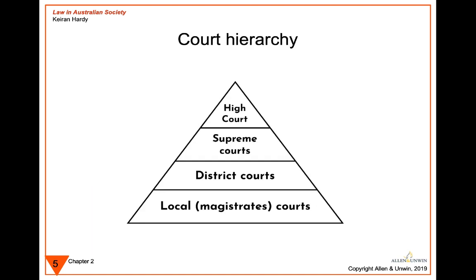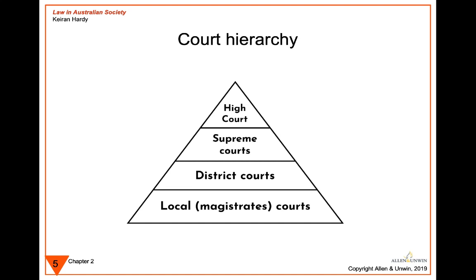In order to understand how precedent operates, you need to understand the court hierarchy in Australia. If we break it down to its simplest form, there are 4 levels of the court hierarchy in this diagram. We start at the bottom with local courts, also known as magistrates' courts. There are many of these throughout each state and territory, and they deal with the bulk of each state's caseload. So these are things like drink driving offences, shoplifting, and a whole range of more minor offences.